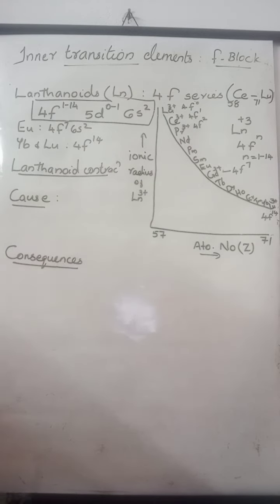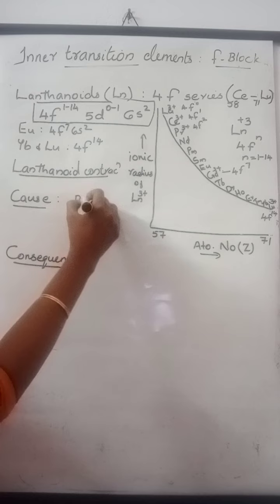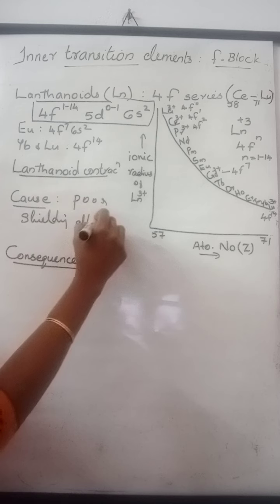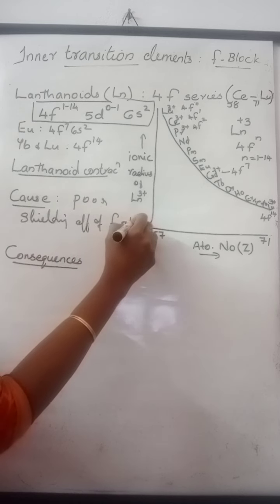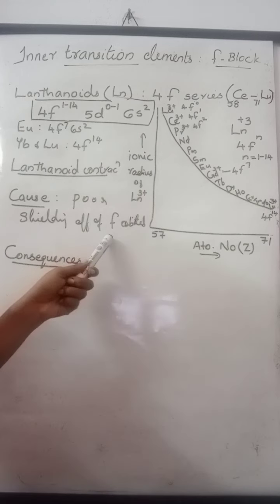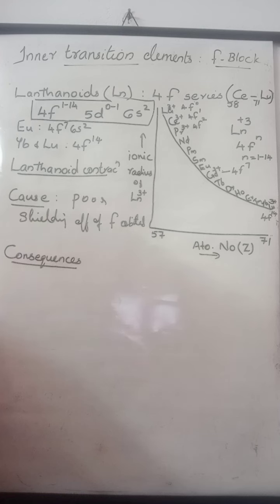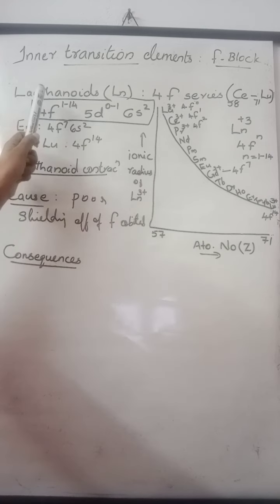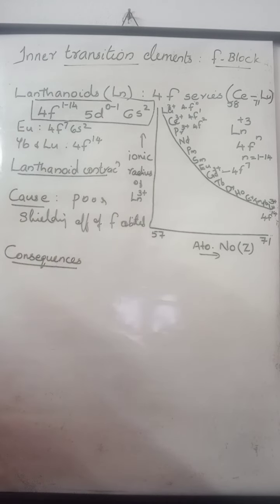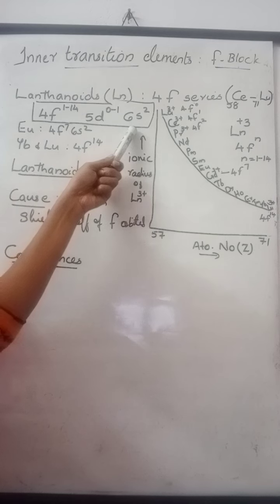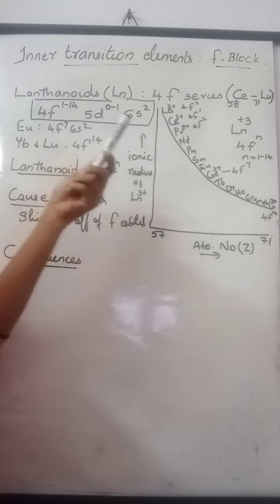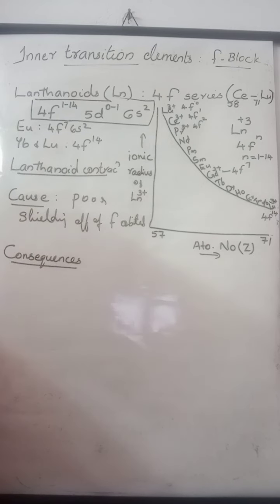It is due to the poor shielding effect of f atomic orbitals. Compared to s, p and d orbitals, the shielding effect of f atomic orbitals is very poor. They are poor shields. They cannot shield the outer electrons much from the nuclear attraction. So the outer electrons experience more effective nuclear charge and hence more nuclear attraction. So the atomic and ionic size decreases.